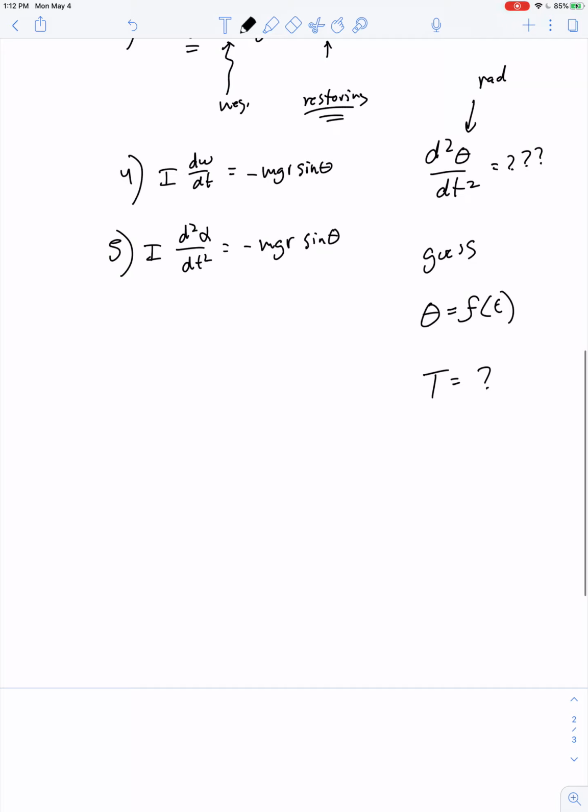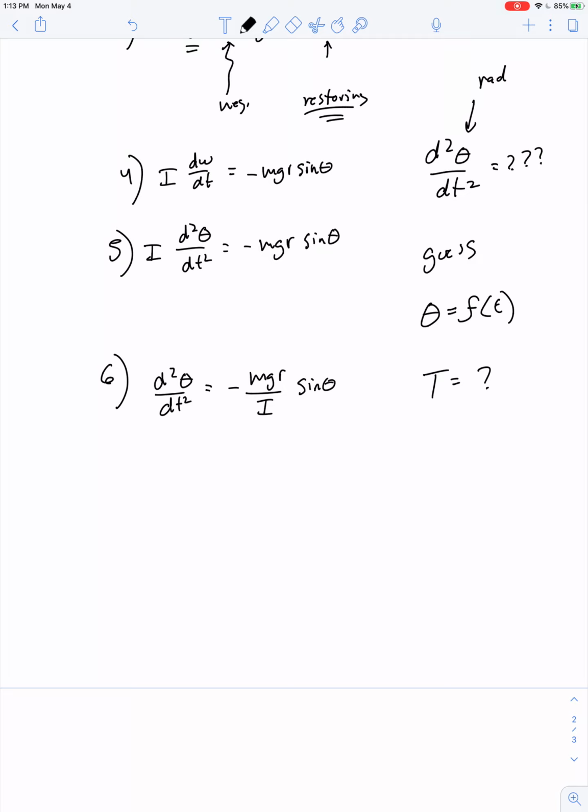Okay? So now we have the second derivative. Oh, d2 alpha. I'm losing my mind. d2 theta, of course, right? Forgive me. d2 theta dt squared is equal to negative mgr over I times sine theta.